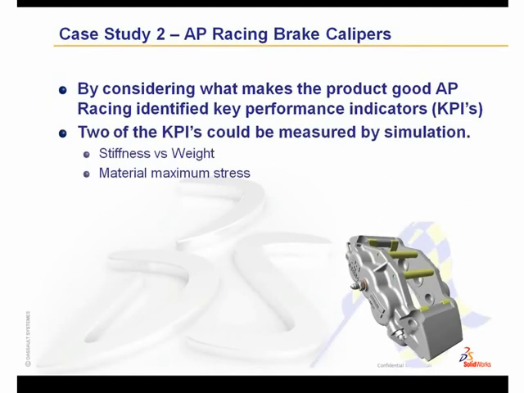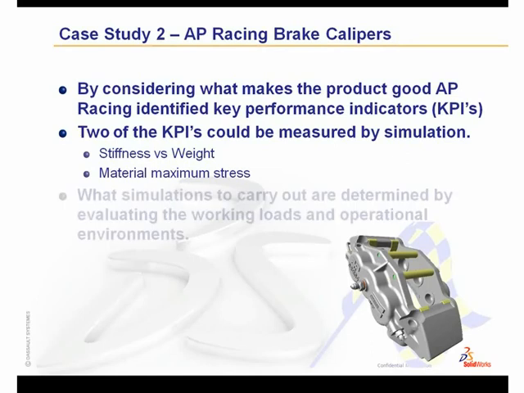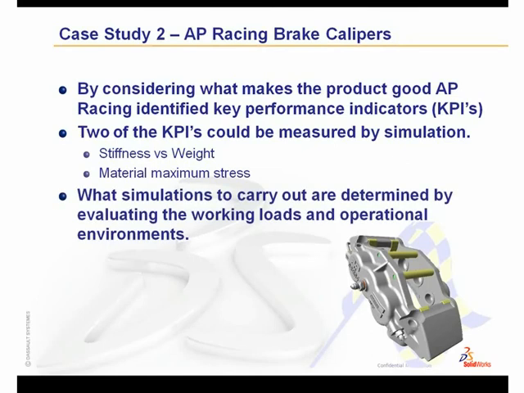Now, two of these key performance indicators can be measured by simulation. Basically, what they want to do is measure the stiffness of the caliper against its weight. The stiffer it is, the better it is at braking, but they also want to make sure that the material maximum stress doesn't go too high, resulting in failure. So once they've got these KPIs, they will use the environmental information and working loads to decide what type of simulations they have to carry out.